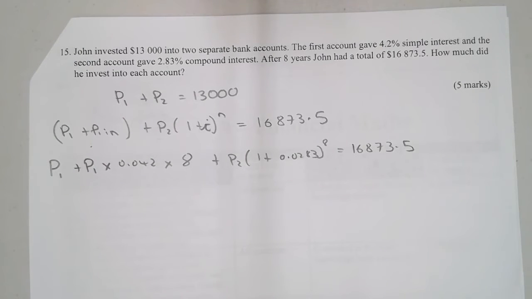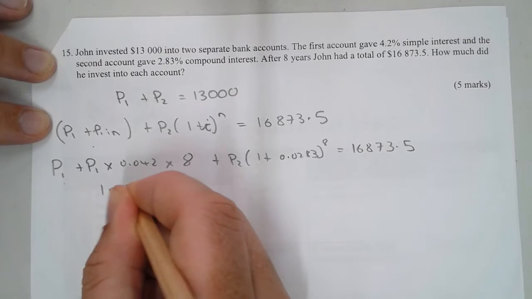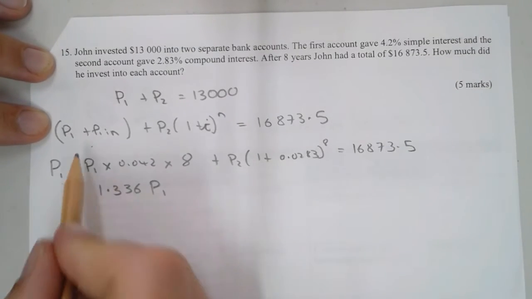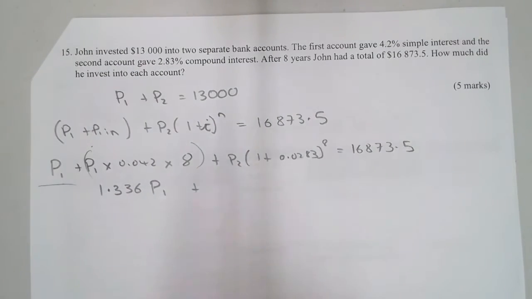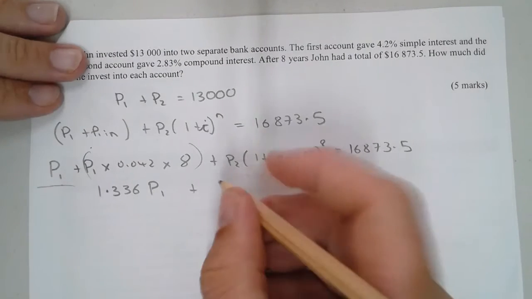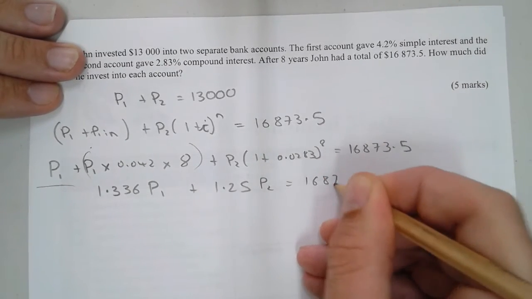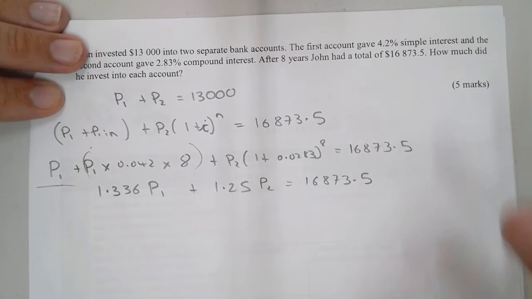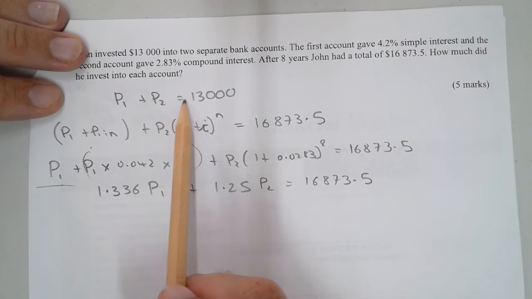Now let's simplify this one. So 0.042 multiplied by the 8 is 0.336 plus the 1, so it's 1.336 P1. So if you do that plus that, that's what you get. Now let's simplify this one. So 1 plus 0.0283 to the power of 8, and you get 1.25 P2 must equal 16873.5. Now for this question here, if P1 plus P2 equals that, P2 must equal that.